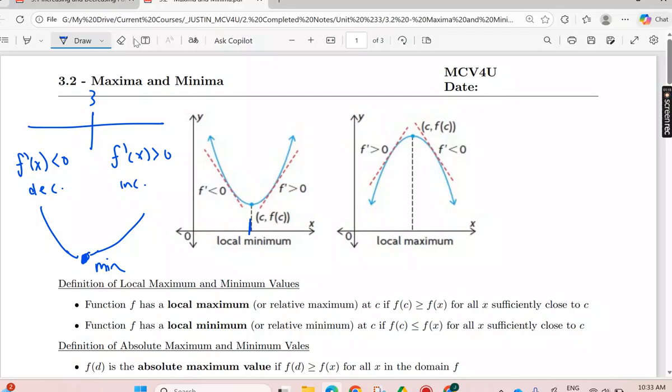Let's pretend that's 3. If this is decreasing and this is increasing, then we must have a minimum. The opposite is true. If this is increasing and this is decreasing, then we must have a max in between them.